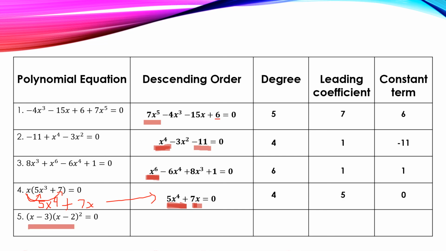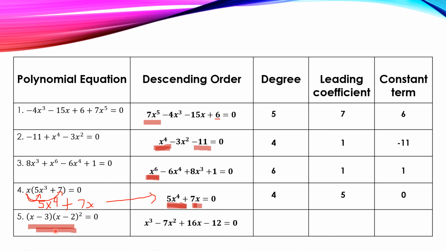Sa number 5, so same thing with number 4. Kailangan matanggal natin yung parenthesis niya bago natin maisulat yung kanyang descending order. So, dito, what you're going to do, so first thing is to get the square of x minus 2. At pag nakuha nyo na yung square niyan, tsaka nyo pa lang siya i-multiply sa x minus 3. And the correct answer here for the descending order is this. X cubed minus 7x squared plus 16x minus 12 is equal to 0.